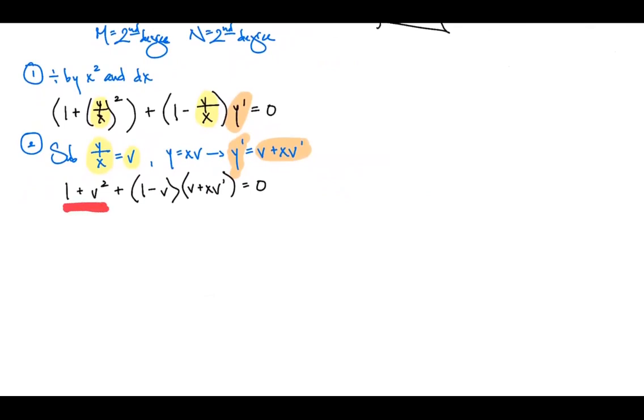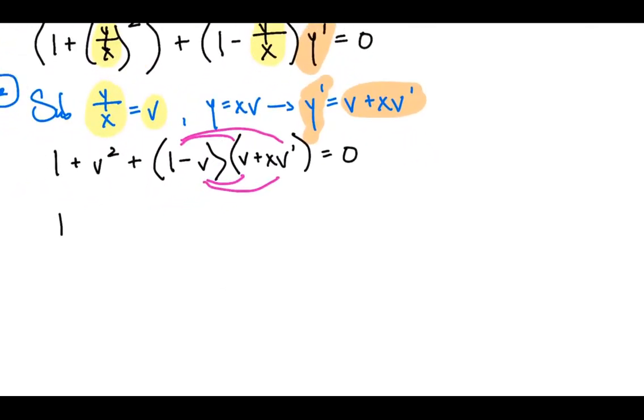So this part looks fine, but in order to simplify this second part, I better remember that I need to distribute everything, or maybe think of that word FOIL. I have to make sure I take care of all 4 terms. So first, outer, inner, last, and let's see what we get. 1 plus v squared plus v plus xv prime minus v squared minus xv prime equals 0.